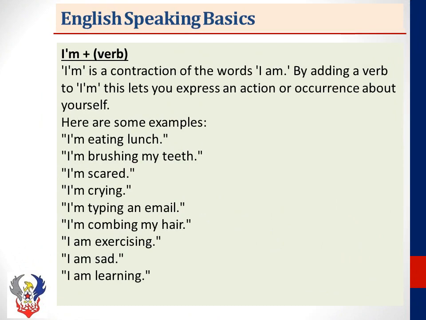I'm plus verb. I'm is a contraction of the words I am. By adding a verb to I'm, this lets you express an action or occurrence about yourself. Here are some examples. I'm eating lunch. I'm brushing my teeth. I'm scared. I'm crying. I'm typing an email. I'm combing my hair. I am exercising. I am sad. I am learning.